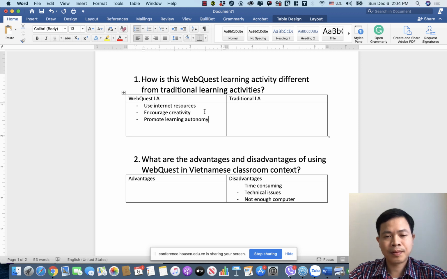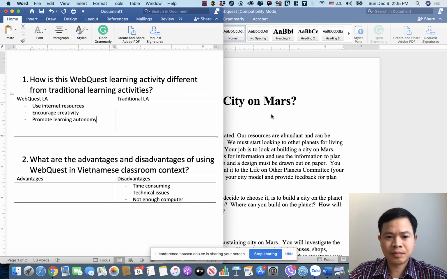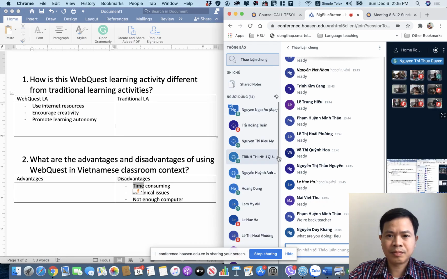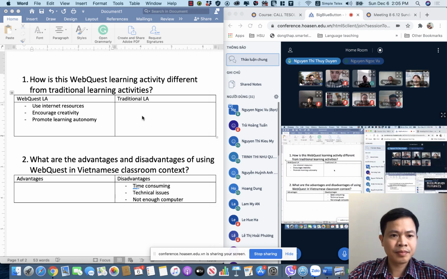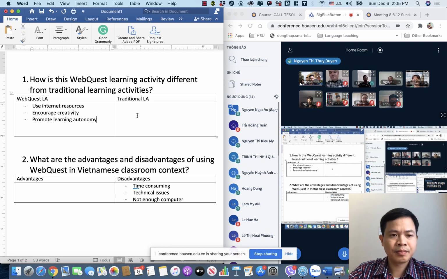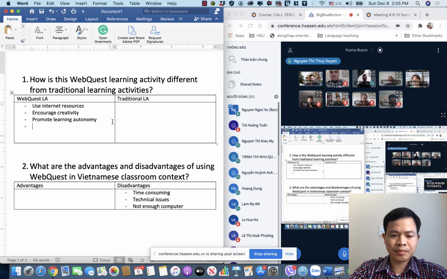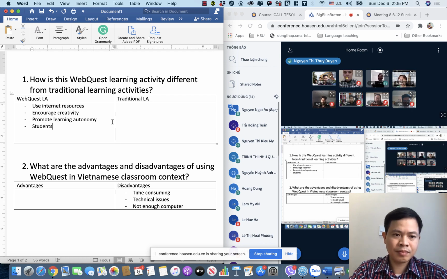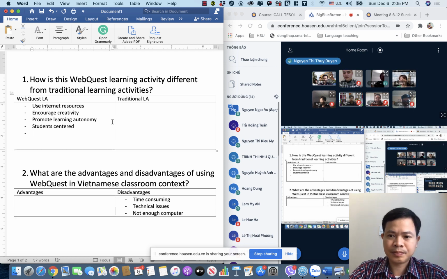And they're also different in the roles of the teacher. In a web quest, the teachers are not the censors; they are just the task giver. At the beginning of the lesson, they give instructions to the students on how to do the task, and then during the lesson, the students do all the things. The teacher is just a facilitator. If there are any difficulties during the lesson, the teacher will be the one who helps them. So that's my idea.